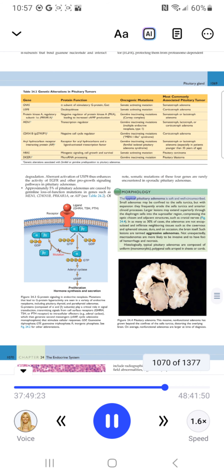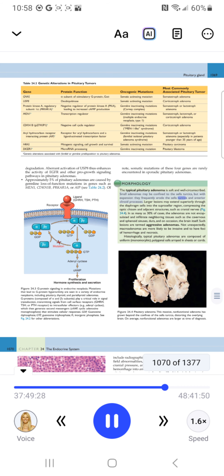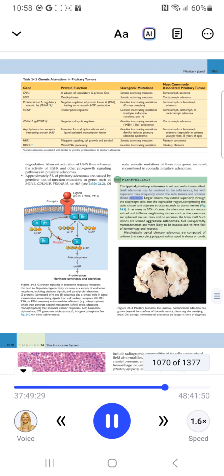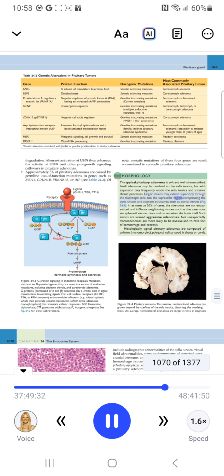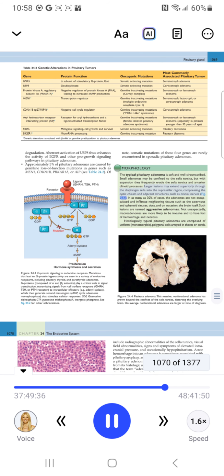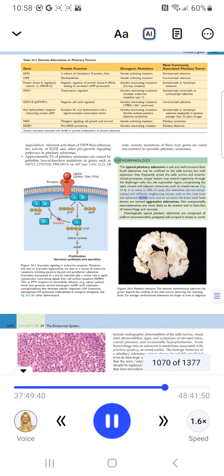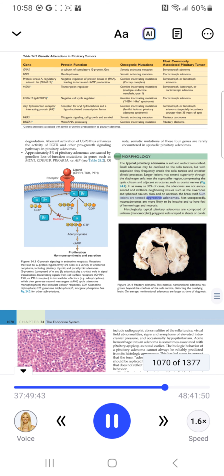Morphology. The typical pituitary adenoma is soft and well circumscribed. Small adenomas may be confined to the sella turcica, but with expansion they frequently erode the sella turcica and anterior clinoid processes. Larger lesions may extend superiorly through the diaphragma sellae into the suprasellar region, compressing the optic chiasm and adjacent structures, such as cranial nerves, Figure 24.4. In as many as 30% of cases, the adenomas are not encapsulated and infiltrate neighboring tissues such as the cavernous and sphenoid sinuses, dura, and on occasion the brain itself. Such lesions are termed aggressive adenomas.